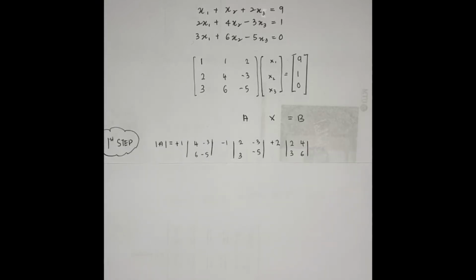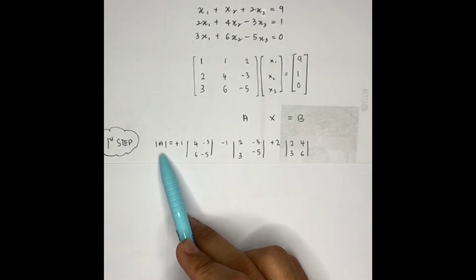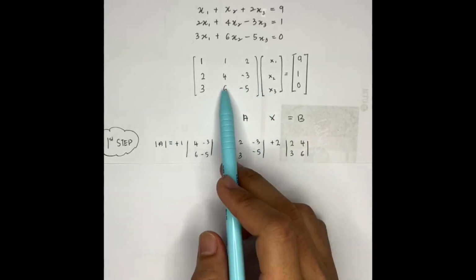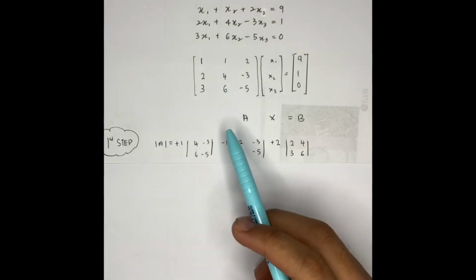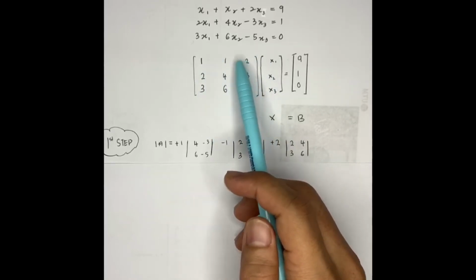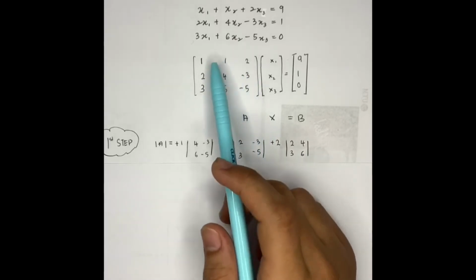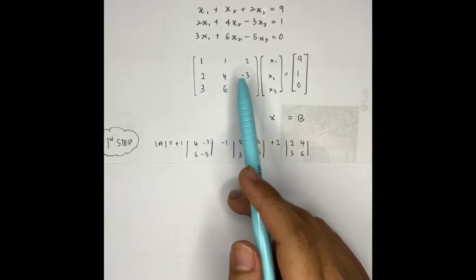In the first step, we need to check whether the determinant A is not equal to 0. How to get the determinant A? Basically, this is the determinant A. How to find it by using the matrix form? I'm going to use the first row, which is 1, 1, 2. But you can choose the other rows, like the second row or third row. Also, you can use the first column, second column, or third column.